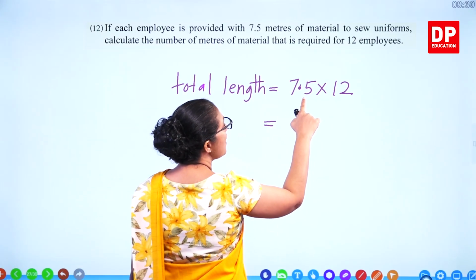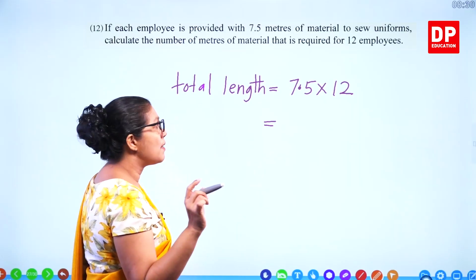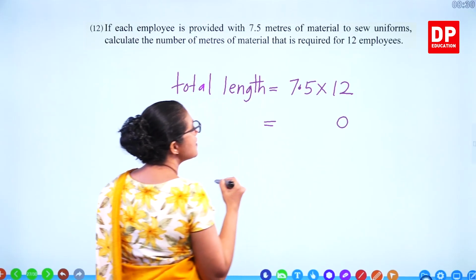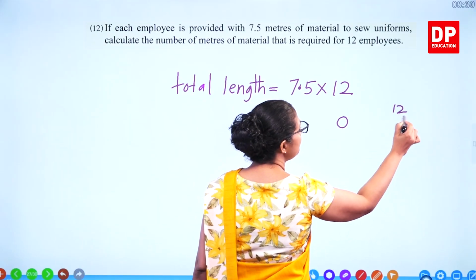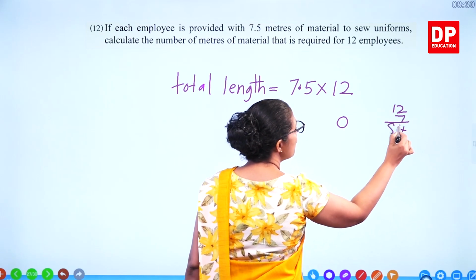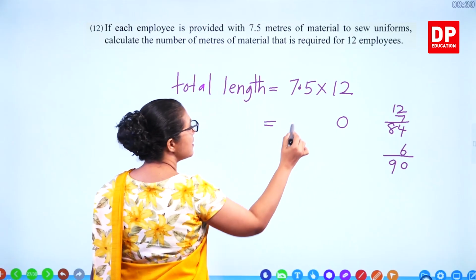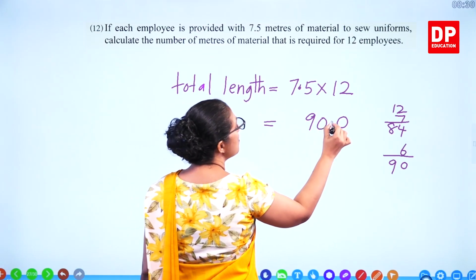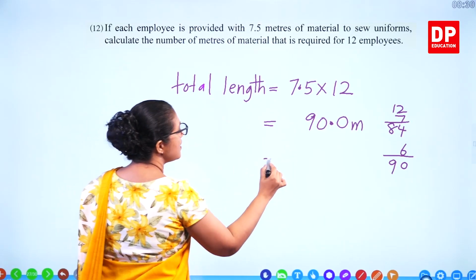12 times 5, 60. So first we need to ignore decimal point and multiply. 12 times 5, 60. 6 remaining. 12 times 7, 84. 84 plus 6, you get 90. And then you need to keep one decimal place here. So what's the total length? 90 meters.